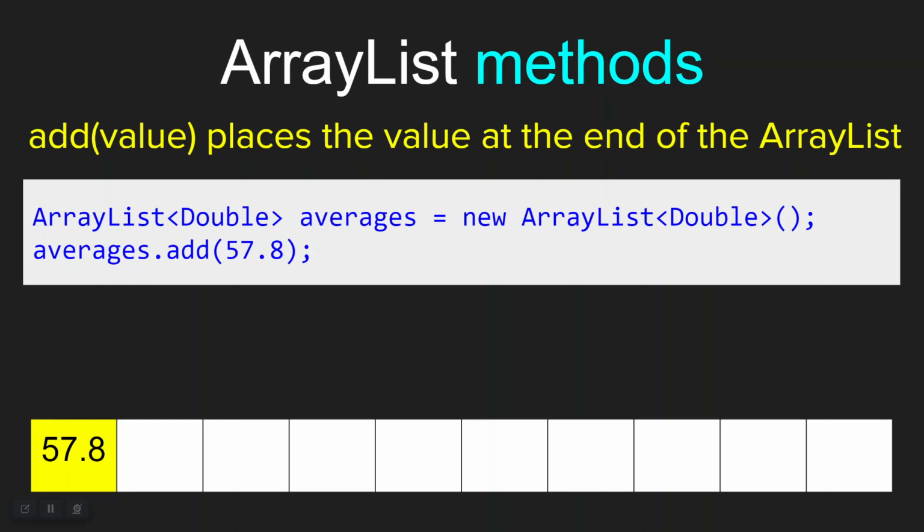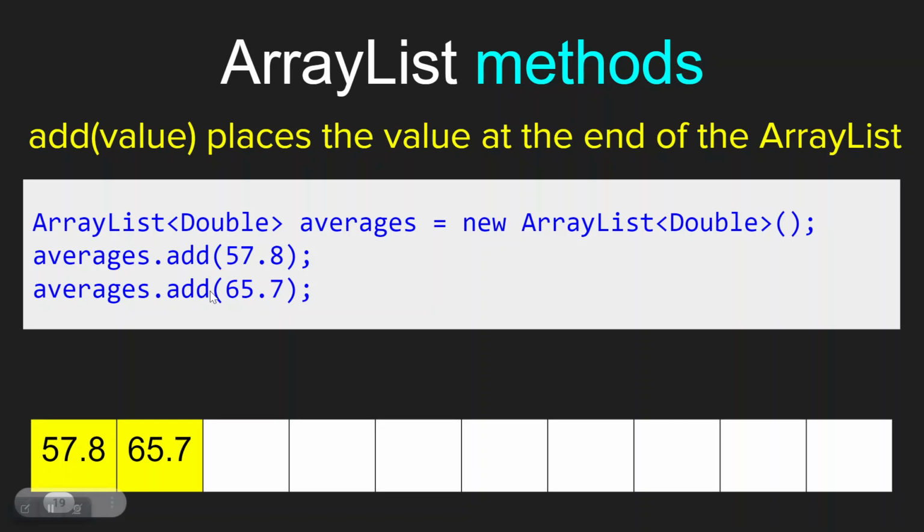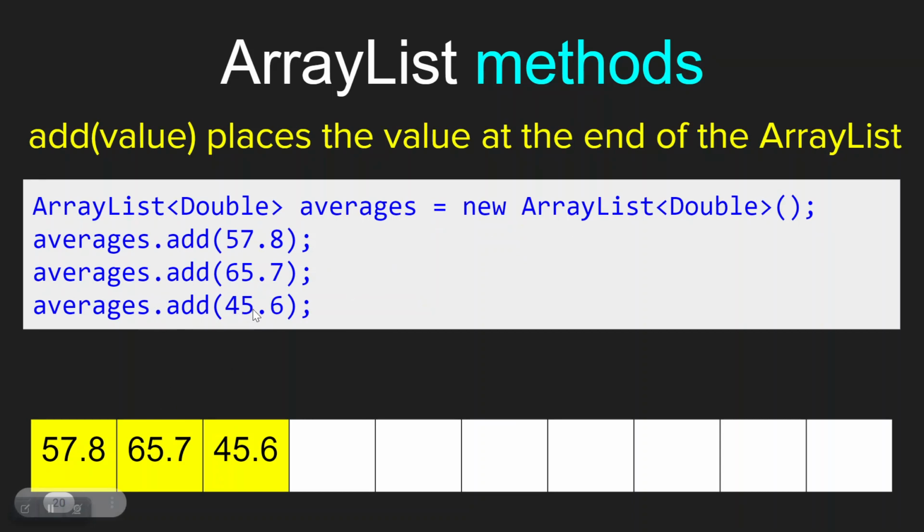ArrayLists have methods. One of the methods is called the add method, where you give it a value, and this places the value at the end of the ArrayList automatically. So if I created an ArrayList of doubles called averages, again, I've got my empty list with 10 spaces. I can now say averages.add and tell it what double I want to put in there. Then I could say averages.add and give it another double, and again, it would put it in at the end. And then averages.add, give it another double, and that would put it right here. So add with a value always places that value at the end of the ArrayList.